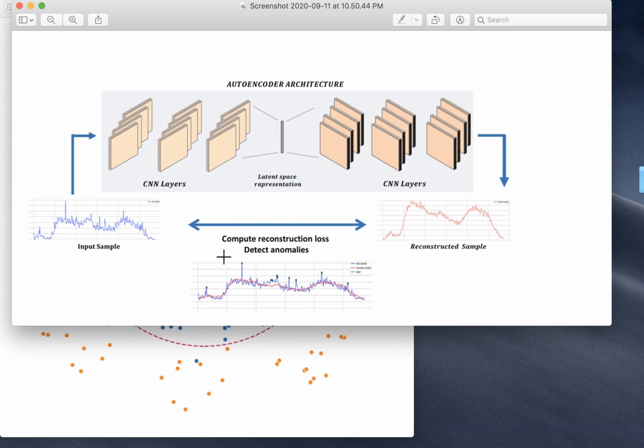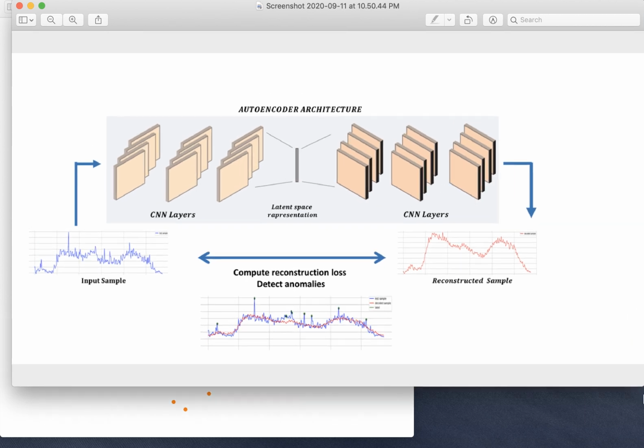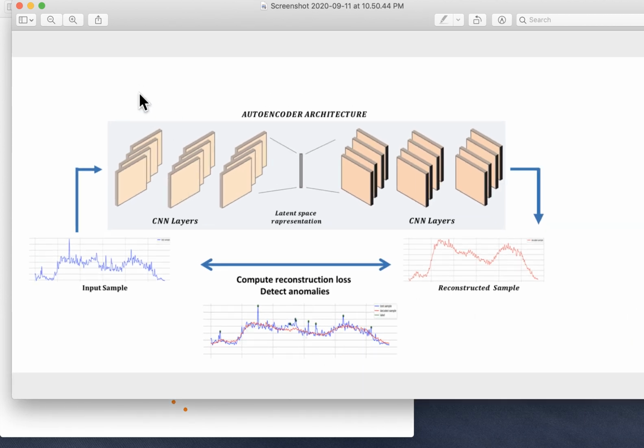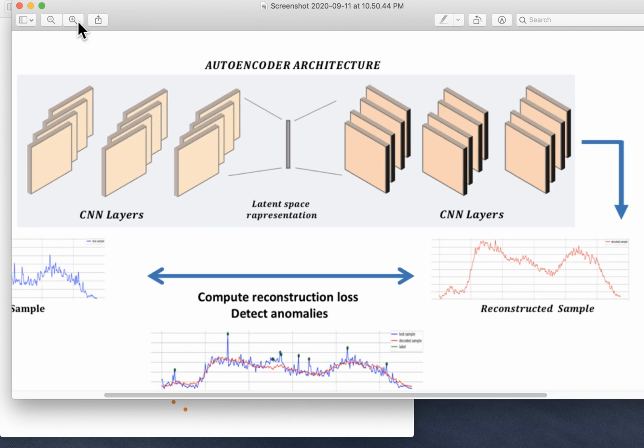Within this latent space representation, we are going to have a computation of reconstruction loss. Essentially your input sample is going to be taken apart and the reconstruction loss is going to be computed. If you look at this graph, you see these greenish dots, these are the anomalies. So it is by computing the reconstruction loss from this latent space representation that you identify the anomaly.